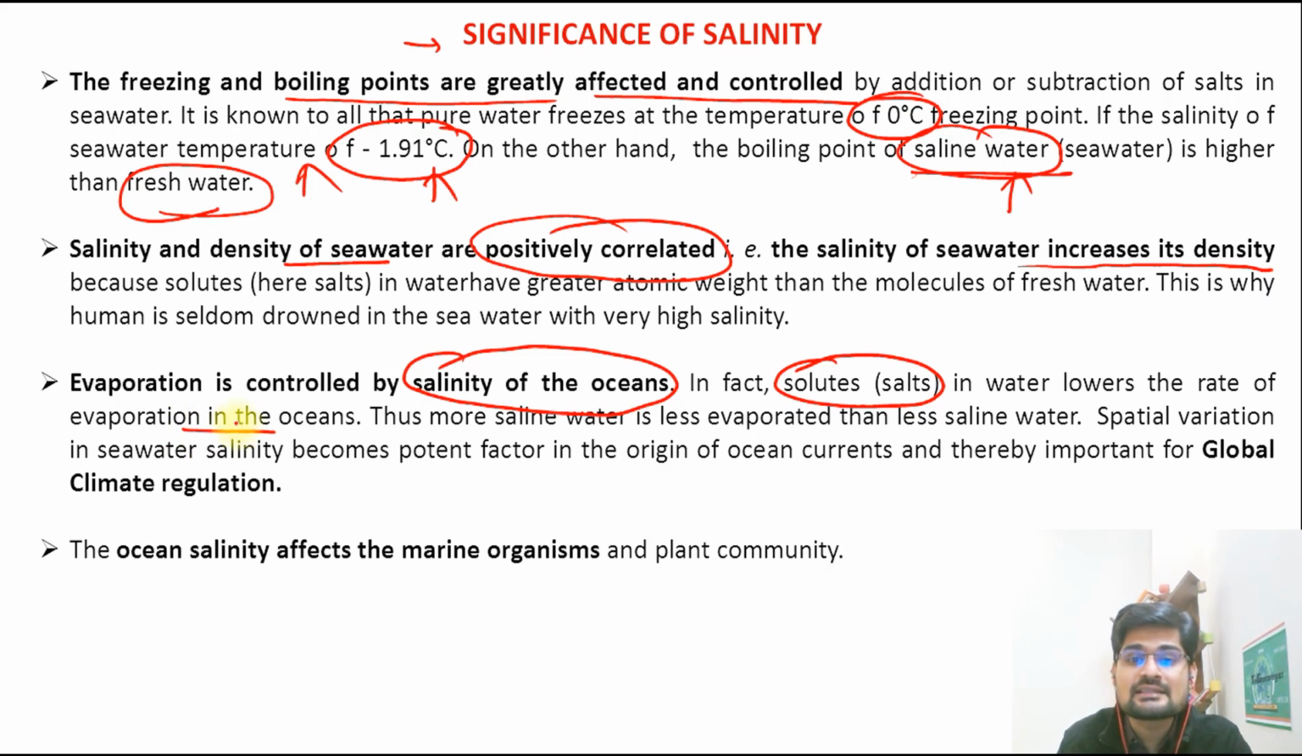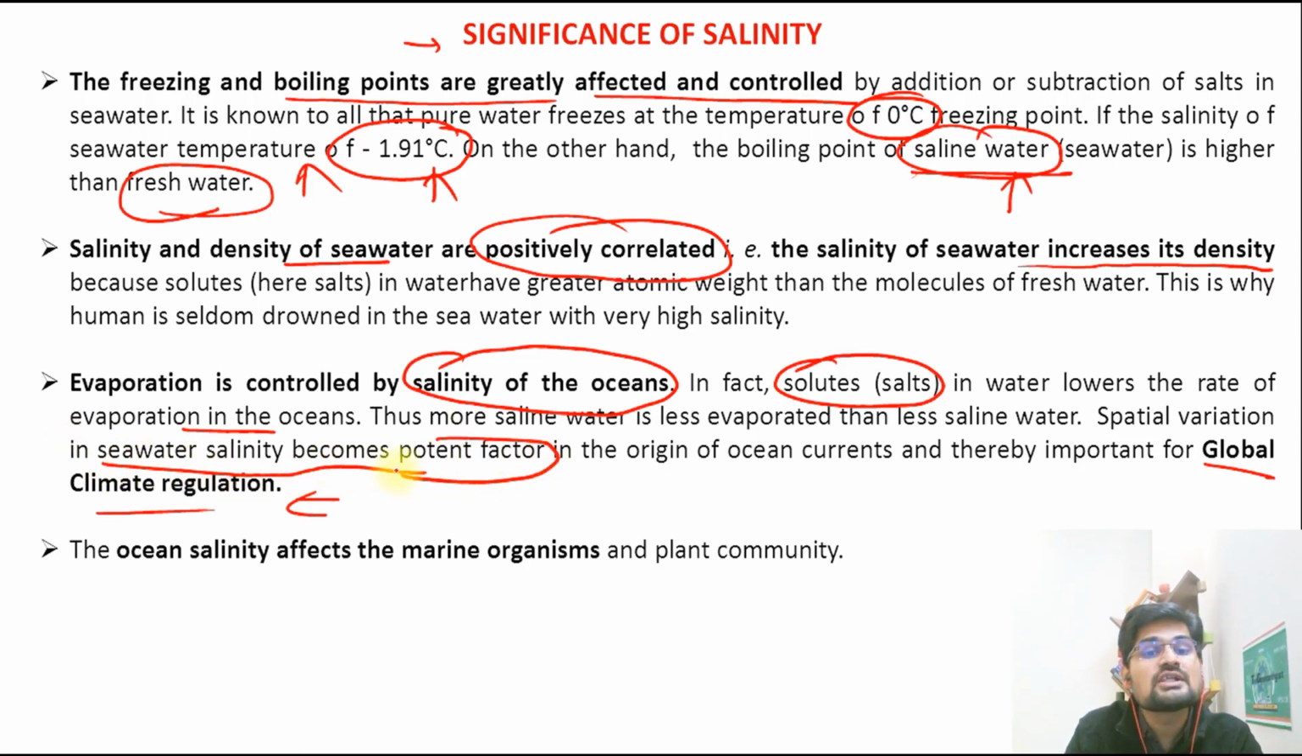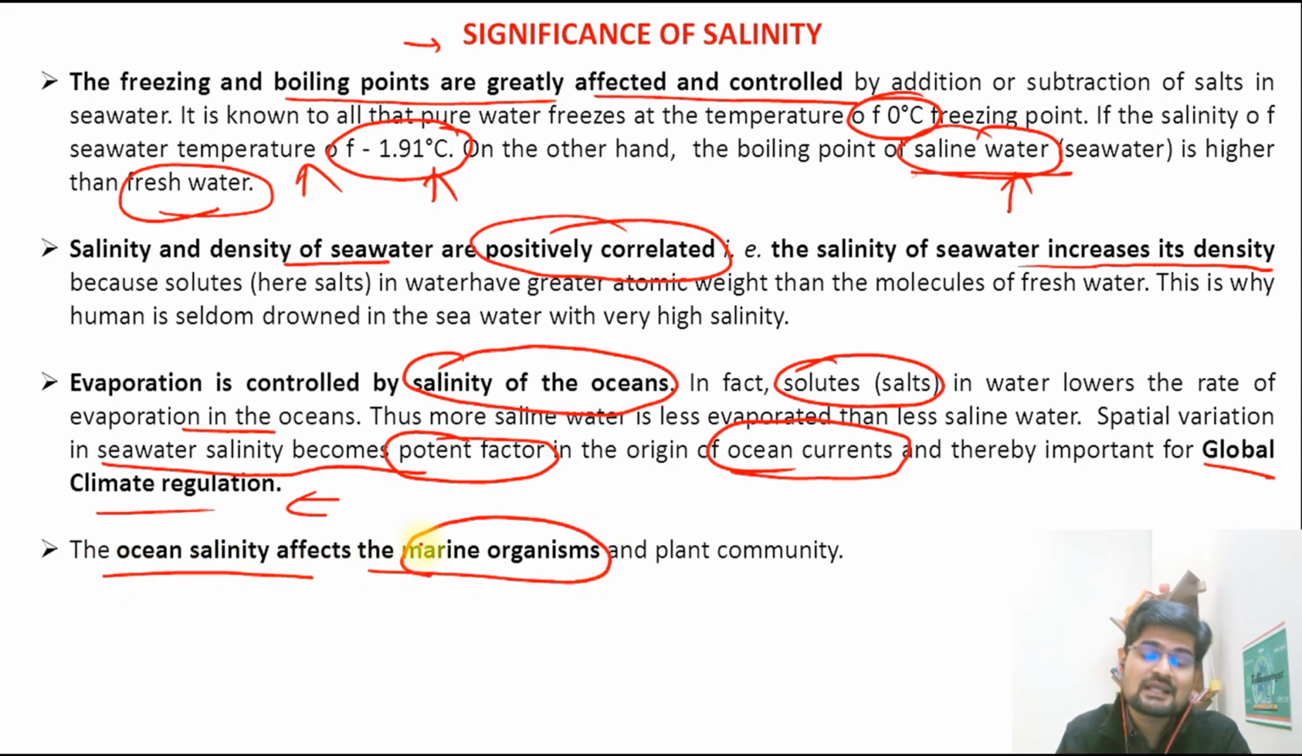And this is the reason why we talk about ocean salinity in connection with global climatic regulation. Remember, spatial variation in seawater salinity becomes a potential factor for the generation of ocean currents. This is an important point. And lastly, ocean salinity affects marine organisms. Marine organisms, phytoplanktons and zooplanktons are all dependent upon the salinity of ocean water, and that is one of the most significant aspects, apart from the global climatic changes that are impacting the oceans.